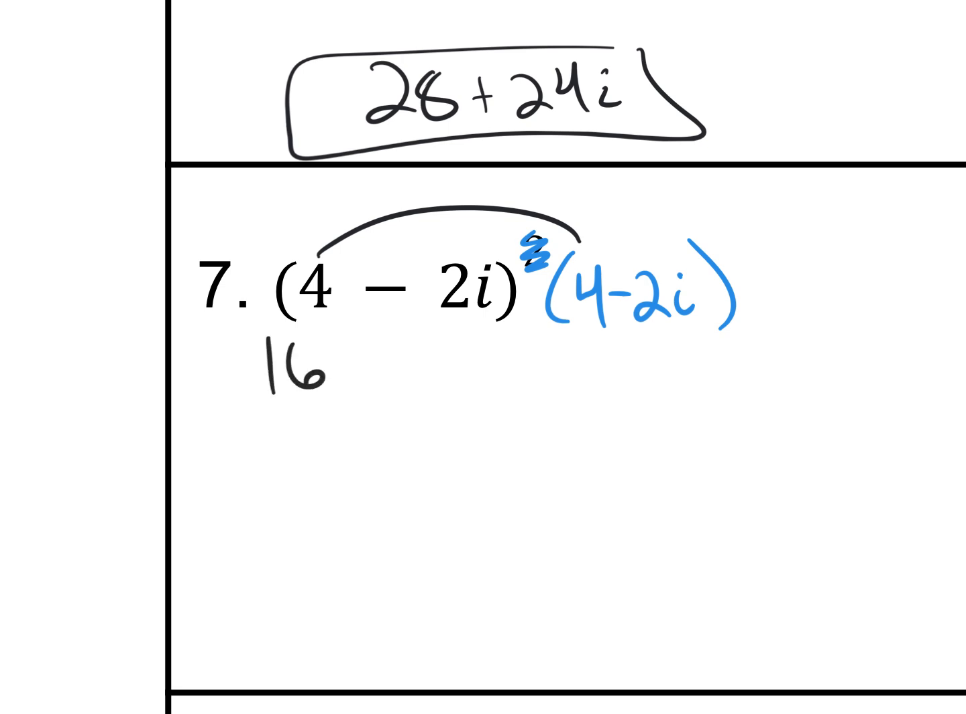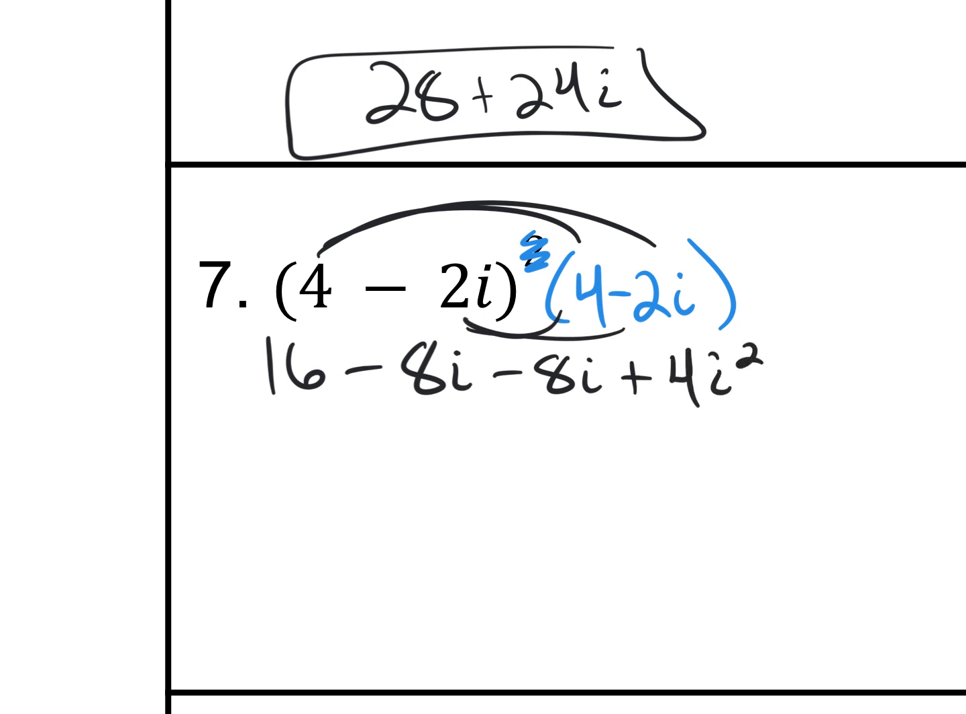So 4 times 4 is 16. 4 times negative 2i is negative 8i. Negative 2i times 4 is another negative 8i. And the last one here, negative 2i times negative 2i, ends up being a positive 4i squared. So don't forget to add the exponents if we're taking i times i. So really it's just the i squared term that we need to then go change. So replacing i squared with negative 1, our last term becomes a negative 4.